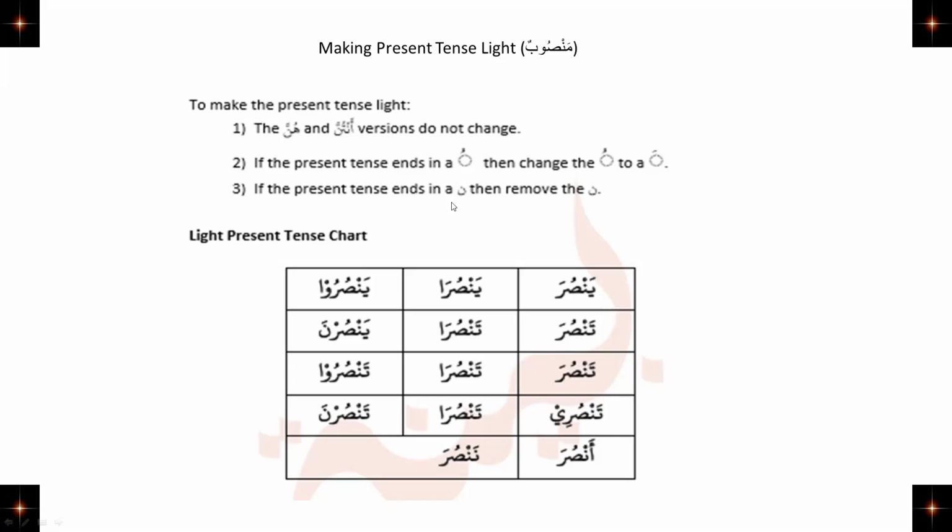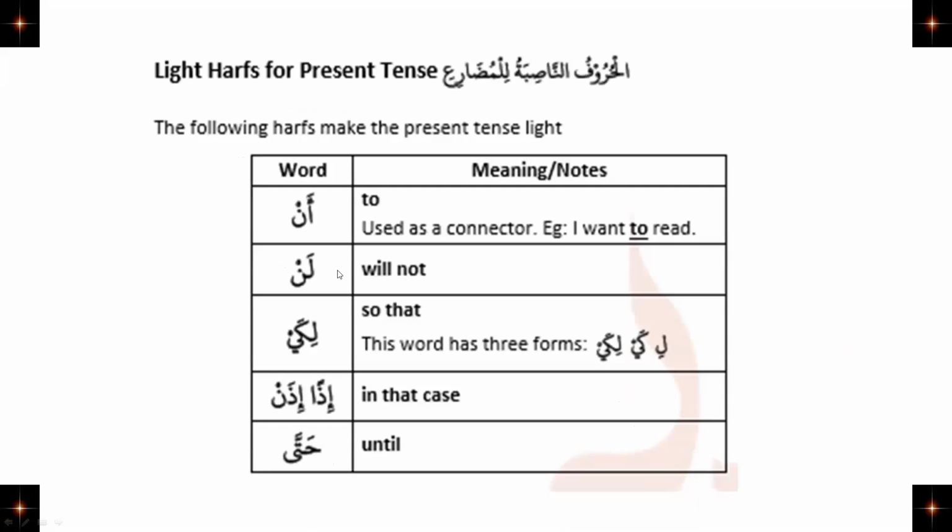Okay, so what caused this? What will make a fi'l mudhari have fatha or drop the noon? These are the letters. So these are known as light harfs for the present tense. Al-huruf an-nasiba lil-mudhari. هذه الحروف تنصب الفعل المضارع. So this is what we say. These letters make the fi'l mudhari light.